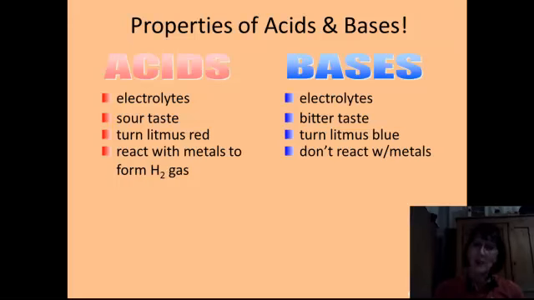Okay, acids react with metals to form hydrogen gas. You know this. You've done this multiple times in the lab. You take a piece of metal and you put it into an acid, say hydrochloric acid, and it starts bubbling. And that gas that it gives off, the bubbles that come off, are hydrogen gas. Bases, not so much fun. Bases don't react with the metals. It just kind of sits there.